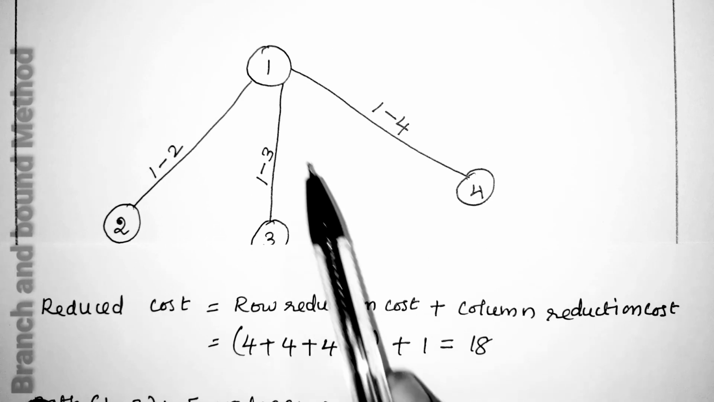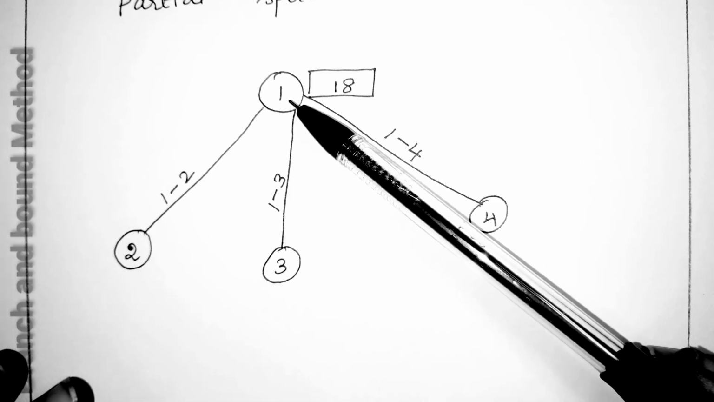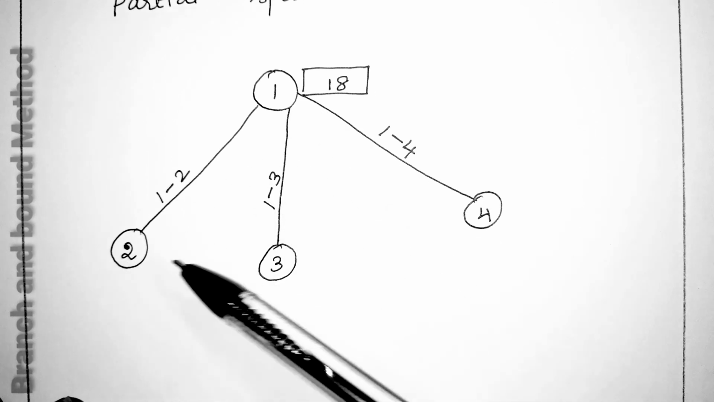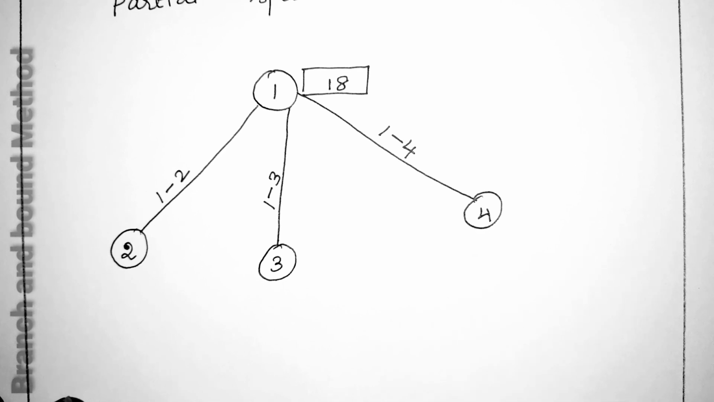For node 1, the reduced cost is nothing but row reduction cost plus column reduction cost, that is 18. This value is obtained from the sum of row minimum and column minimum values. 1 is the parent node. From this we can expand node 2, node 3 and node 4. We have to find the reduced cost for each node.